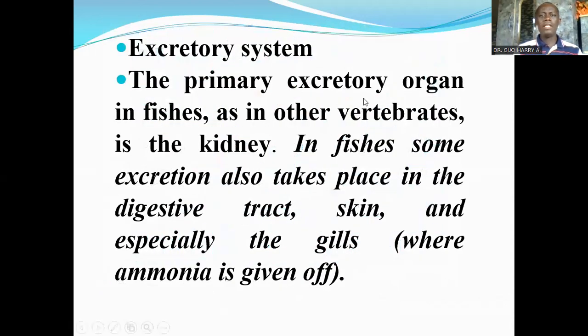Now I want to look at the excretory system of the Pisces, excretion in Pisces. The primary excretory organ in fish, as in other vertebrates, is the kidney. In fishes, some excretion also takes place in the digestive tract, skin, and especially the gills, where ammonia is given off.